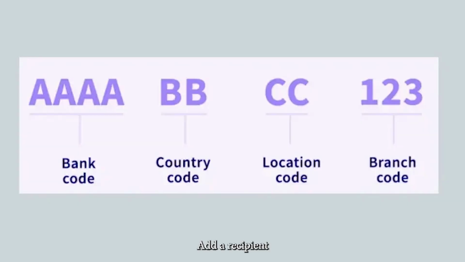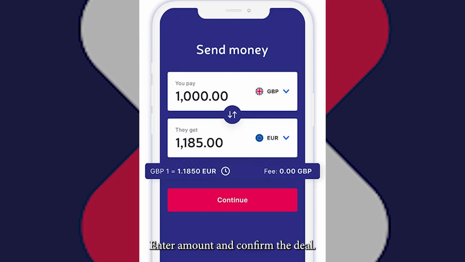Add a recipient. Input recipient's name, bank, SWIFT, BIC, and account, IBAN. Book a transfer. Enter amount and confirm the deal. Pay TorFX via local bank transfer.